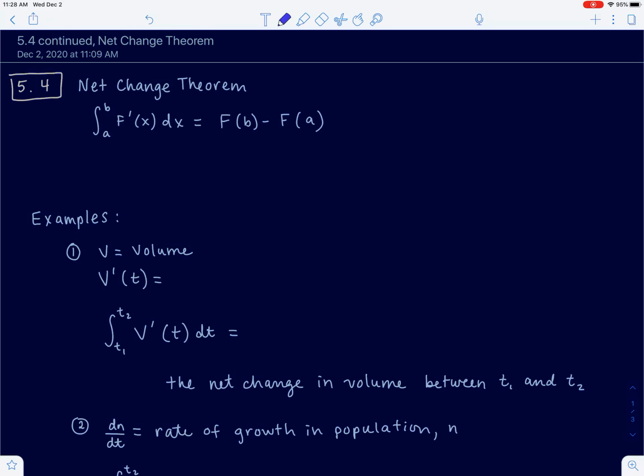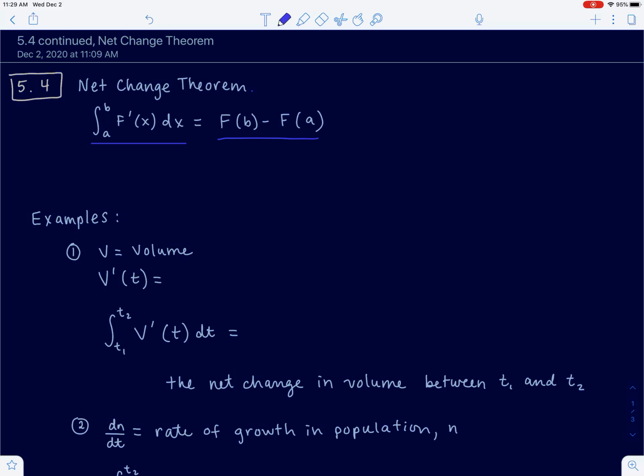Okay, so I want to wrap up this section 5.4 and I want to talk about the net change theorem. So I have this written out here. The net change theorem is the integral from a to b of capital F prime of x dx is equal to f of b minus f of a.